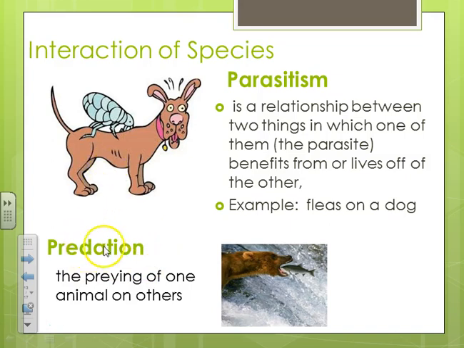This is another type of interaction of species. Predation. What does predation sound like? Predator. Okay, so predation is just a word that means the preying of one animal on another. So the type of activity that the flea has on the dog could be considered predation.